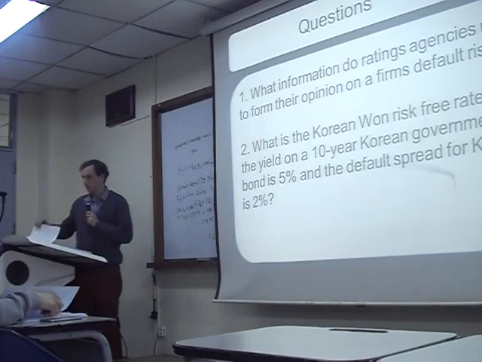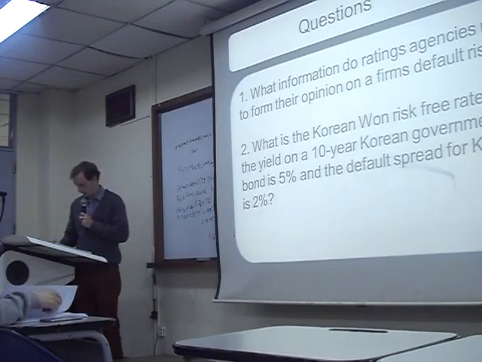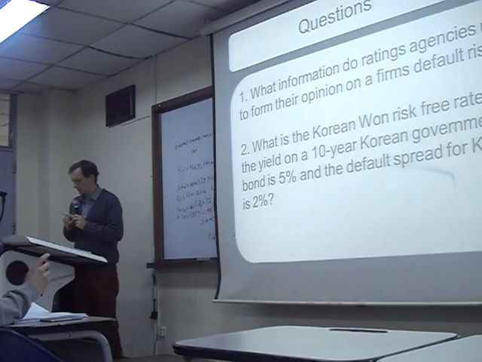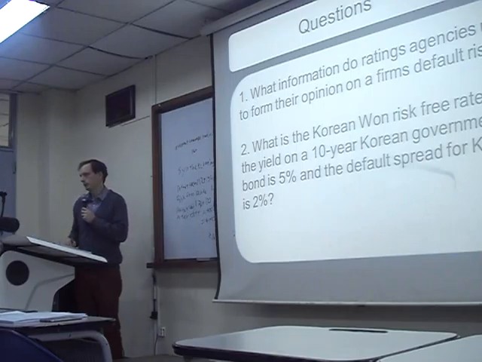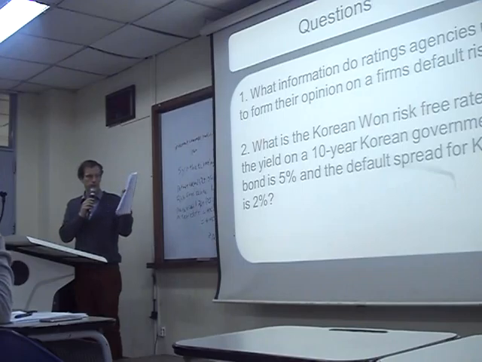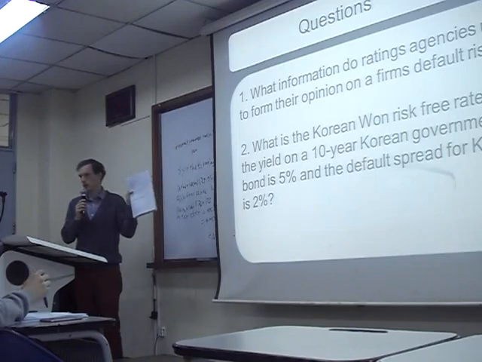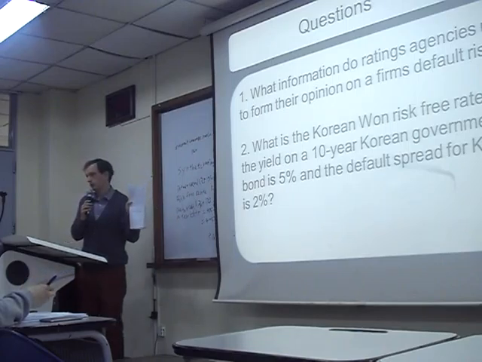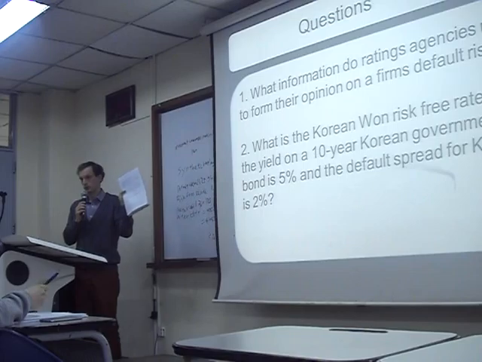Kim Yoo-jung. Is Kim Yoo-jung here? Not here? Kim Yoo-jung? Yes? What's the answer? 3%. How did you get the answer? Five minus two, right? So we can see here in the middle of page 40, we get the foreign currency risk-free rate. It's the government bond rate minus the default spread for that country. So when we're talking about foreign here, we're talking about not US, right? US we're talking about as the home country during this course, okay?